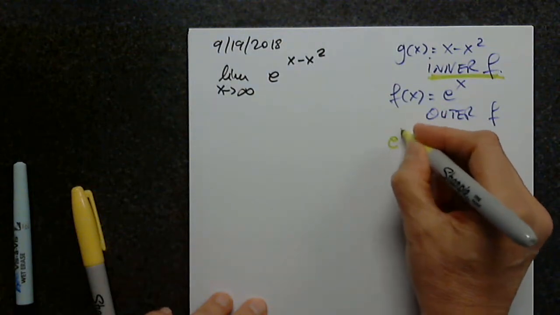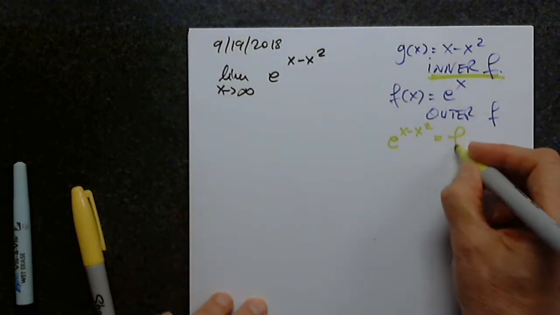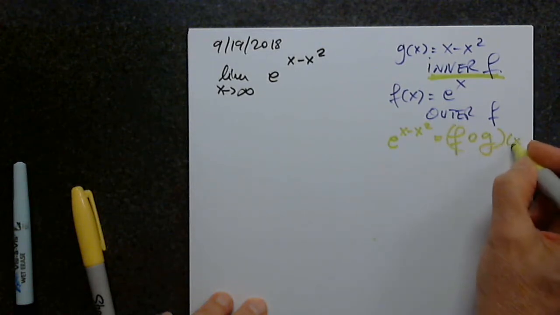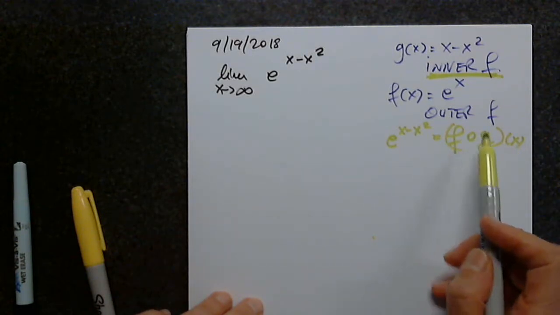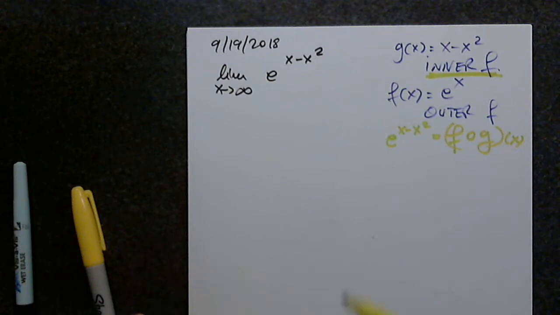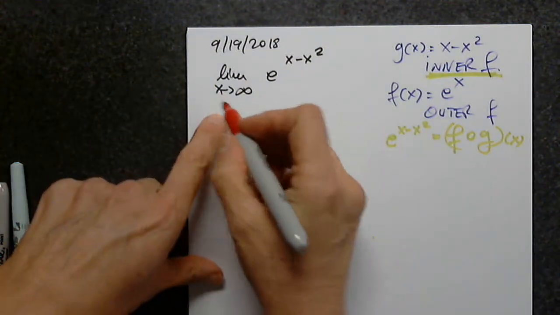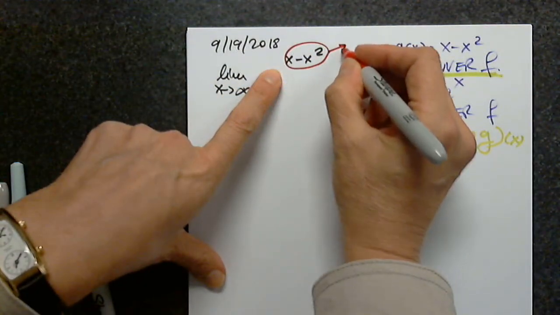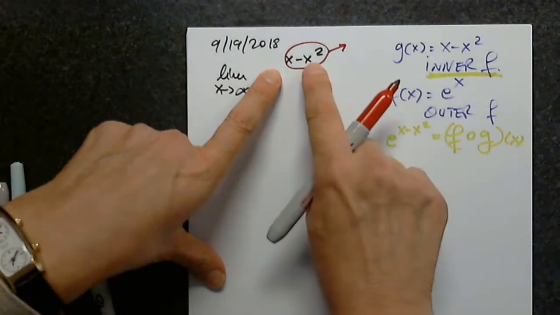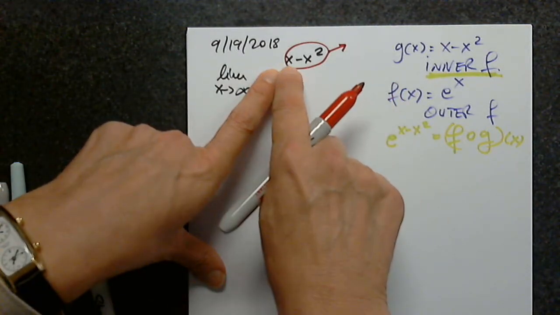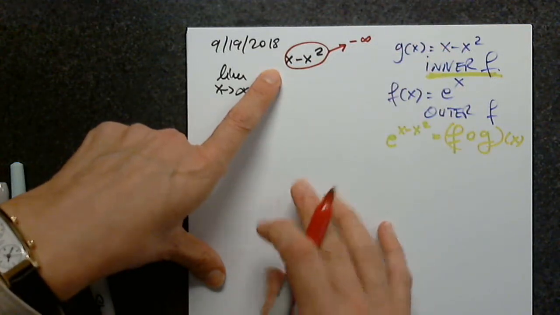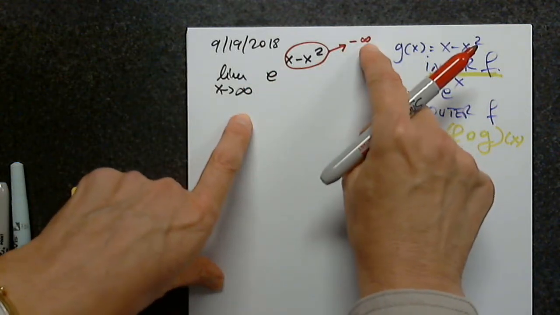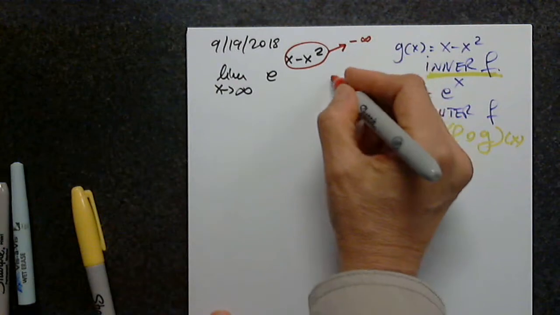So I'm saying to you that e to the x minus x squared is nothing else but f composed with g, the function composition of f and g. So I apply g first, and then I apply f to g, and you will get this. So therefore, I'm asking myself, when x approaches infinity, where does this go? Negative infinity. Right, because this is the most powerful, this doesn't matter. It's too small. And since this has a negative leading coefficient, this will be negative infinity. Agreed? Yes. Now I have to ask myself, e to negative infinity, where does that go? 0. And the answer is indeed 0.